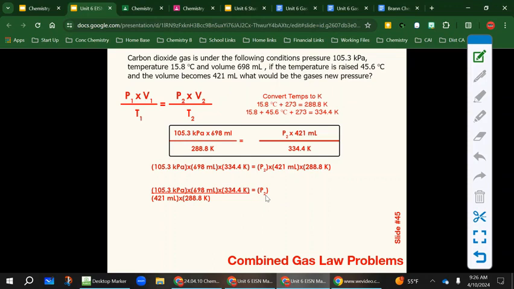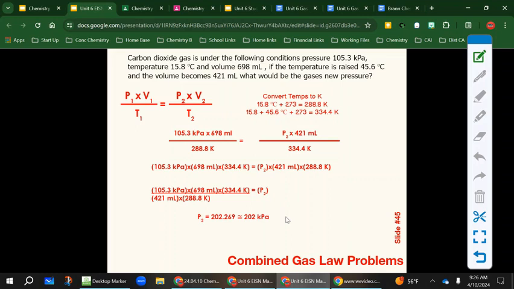Now again, my suggestion to you is as we're doing these, I would practice by grabbing a calculator and doing it. But if you don't want to, I guess you'll find out on the test if you've been doing it right or wrong. Pressure comes out to be 202 kPa, ladies and gentlemen. 202.269 if I did my math correctly, which is questionable today.